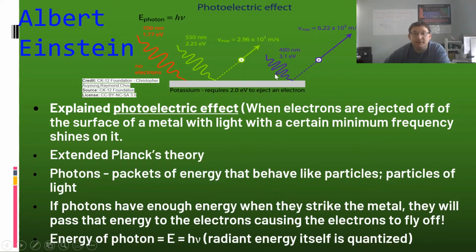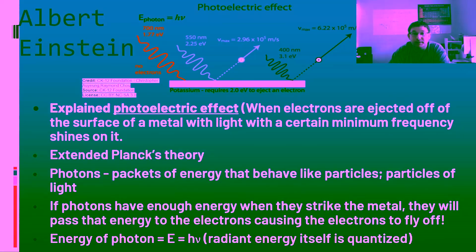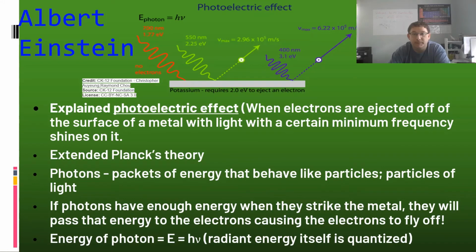Now you may also see that the velocity of the electron starts to increase as we increase the frequency. That's because it takes a certain amount of energy to eject the electron, but any energy that's left over from that light will go into the speed of the electron, the kinetic energy for that electron, and so it'll be able to move faster with higher and higher frequencies above that threshold frequency.